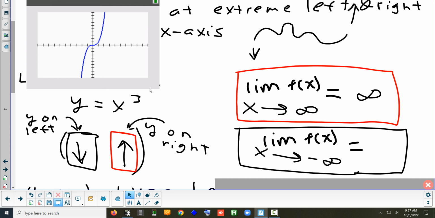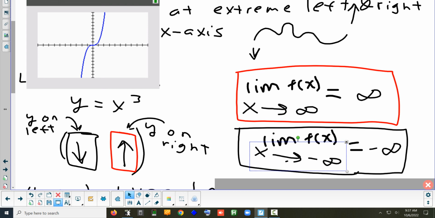Formally, if you read that, it says, what is the limit of f of x as x approaches negative infinity? Breaking it down and making it a little simpler, what's happening to the y value as you head to the left? Negative infinity is to the left. So what happens to the y value as I head to negative infinity? I approach negative infinity.